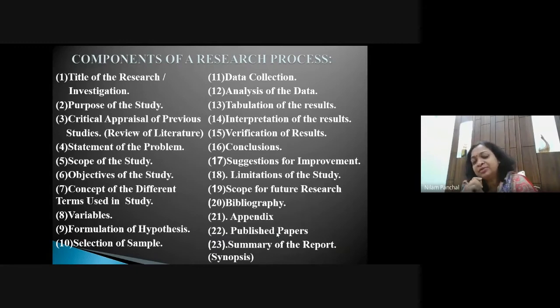When you are jotting down the objective, you have to keep in mind that your objectives should be very, very specific. Your objective should be very, very clear, not ambiguous, and it should be able to touch the point where exactly you want to reach. It should be able to answer a reader that this is the ultimate objective for which you are doing the research. The next is concept of the different terms used in the study.